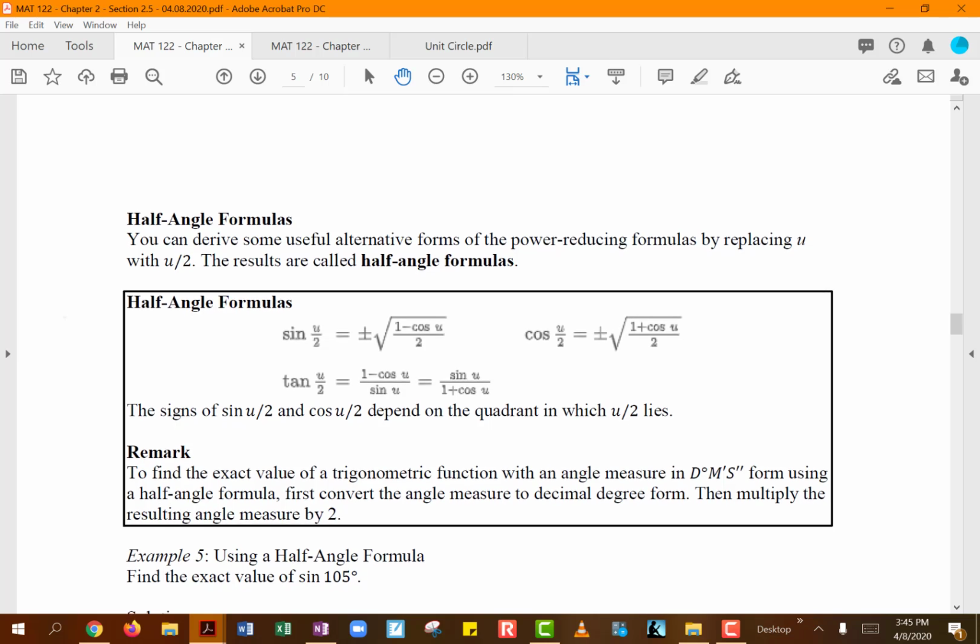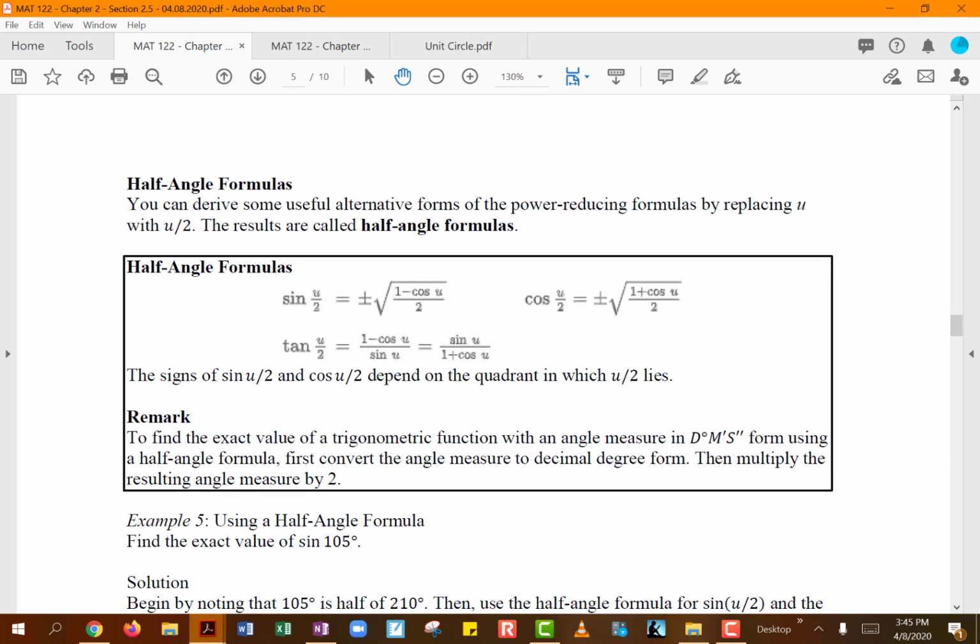Now we are getting into half angle formulas. They're talking about how you can derive some useful alternative forms of the power reducing formulas if you replace u with u over 2. So basically you're just replacing your angle u with a half angle u over 2, and that's why we call these the half angle formulas.